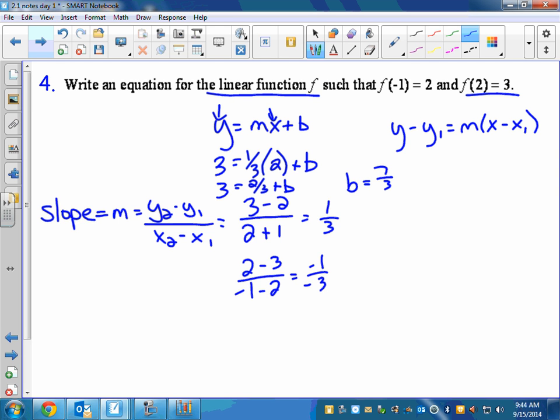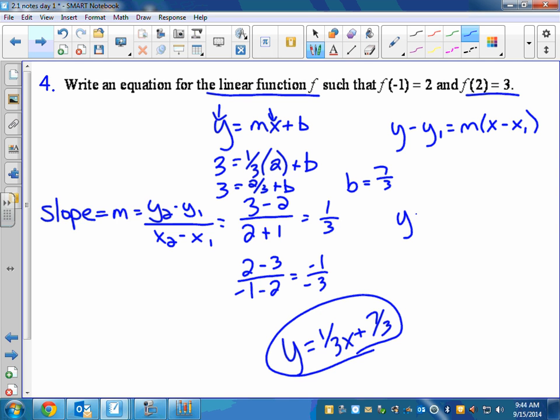So you could say your answer is y equals 1/3 x plus 7/3. That is an acceptable answer. If you don't want to solve for b, that's where point slope form is amazing, because you could pick either one of these points. I'll just still pick 2 and 3. And you could say y minus 3 equals 1/3 times x minus 2. And if we simplify that, guess what? It's going to simplify straight to that.